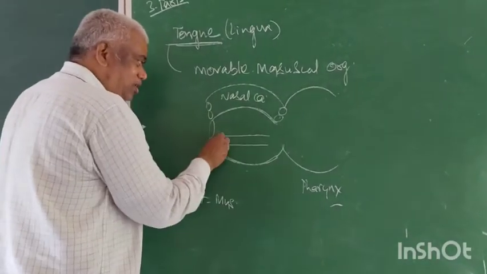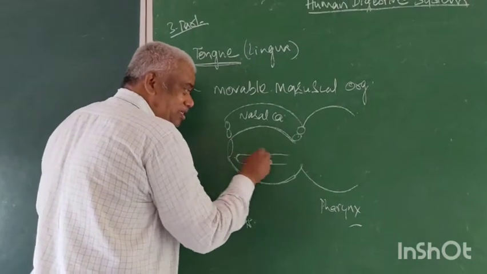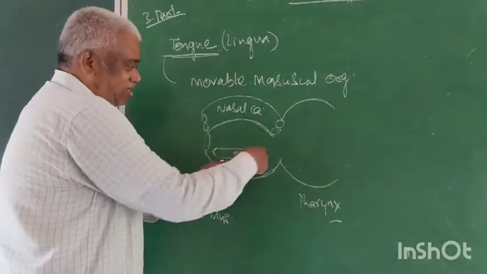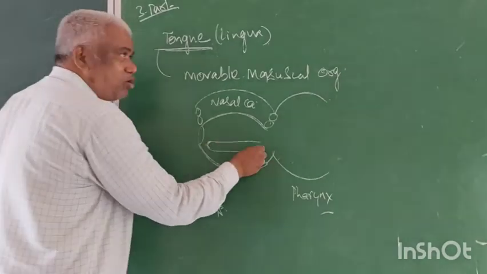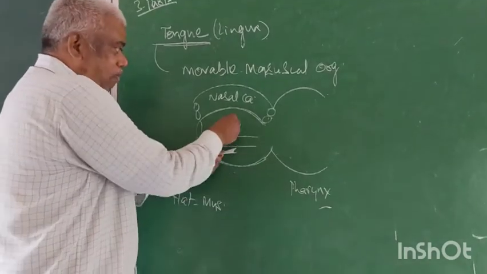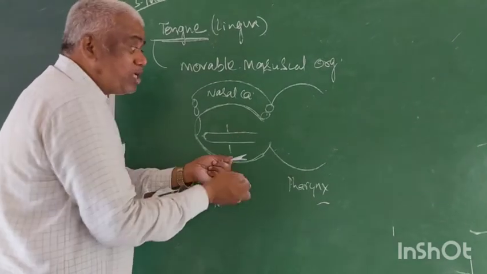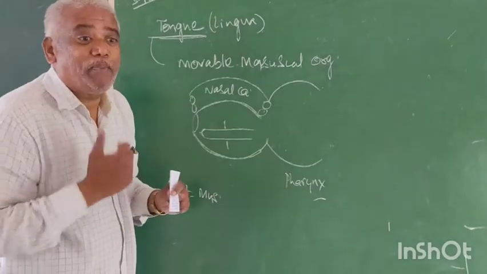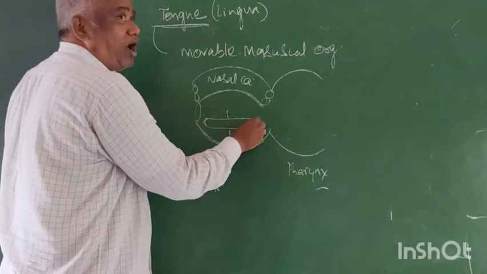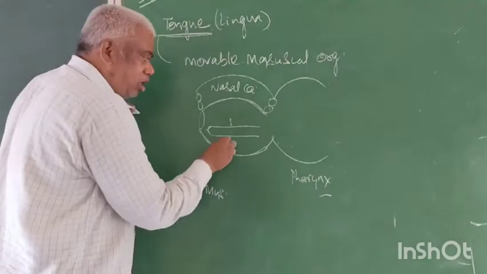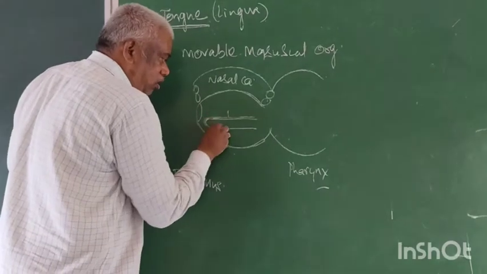What is this? This is the tongue. This has ends: anterior, posterior. Upper surface, lower surface. Upper surface, anterior. This is posterior. Just listen. Right. What is this total? Tongue.